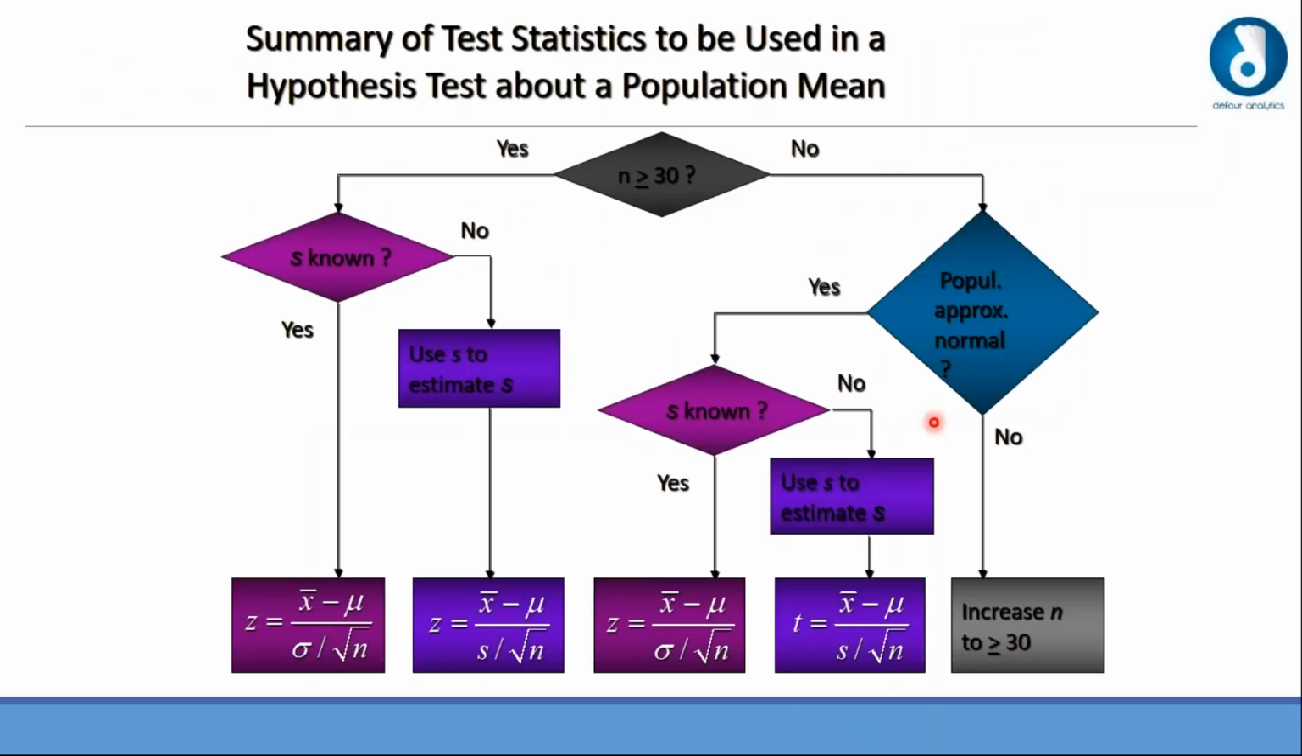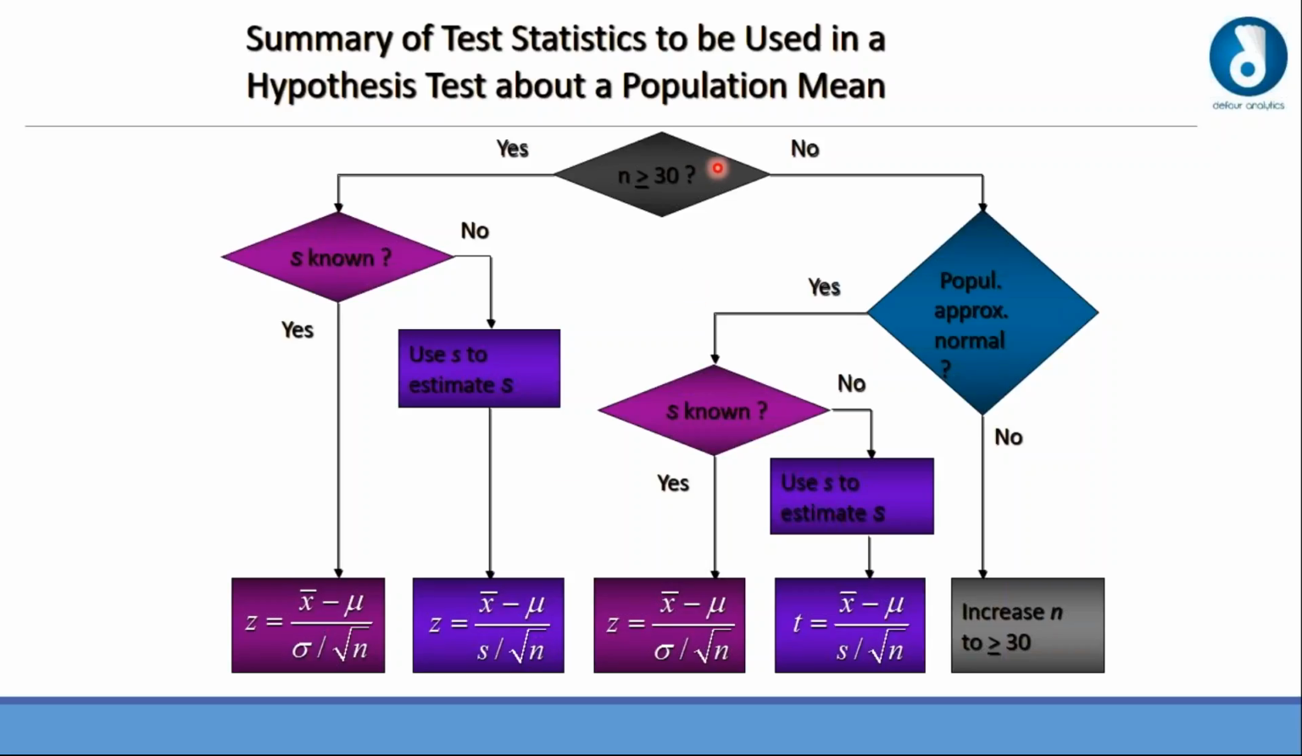Okay, so where to use a Z test and where to use a T test? First of all, we need to understand the sample size. If it is greater than 30, then we have to see if the standard deviation is known. If it is known, then we will use the Z test. If it is not known, then we will estimate the population standard deviation using the sample standard deviation. If we can do that, we will use the Z test again.